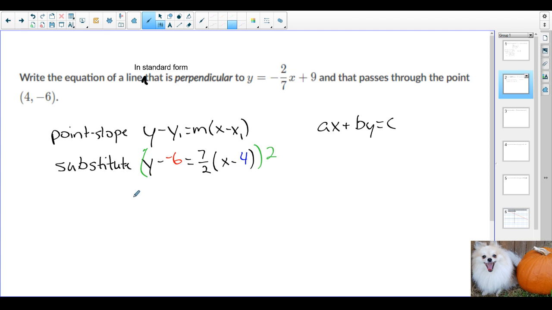So 2 times y is 2y. This was plus 6, so 2 times 6 is 12, equals 7/2 times 2.